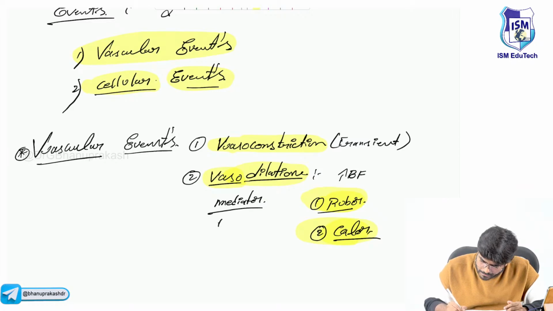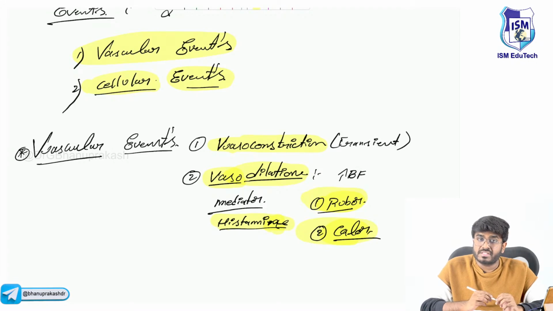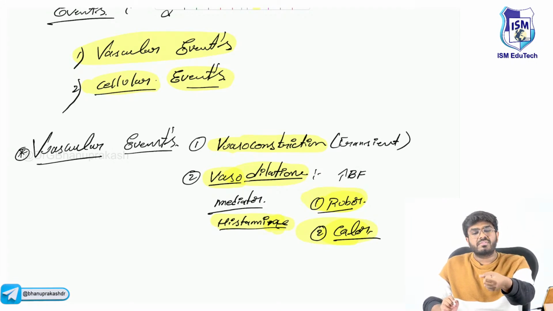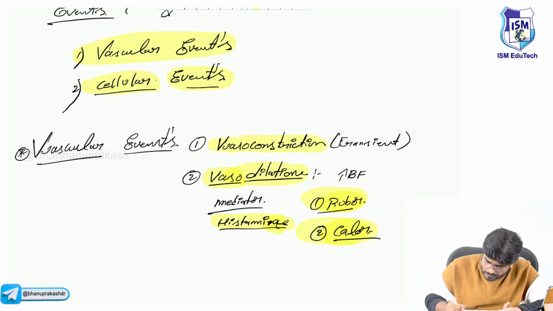It's histamine. MCQ: histamine is produced by which cells? Histamine is released from which cells? Mast cells. Histamine is released from mast cells. So histamine is causing the vasodilation. Because of vasodilation, there is more blood flow. Because of more blood flow, there is rubor and calor.